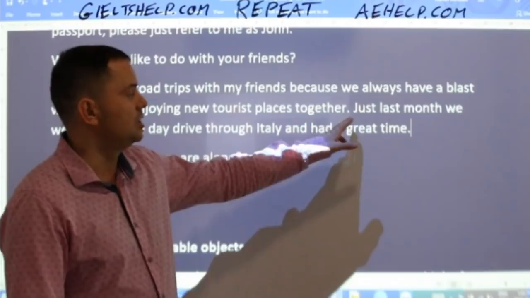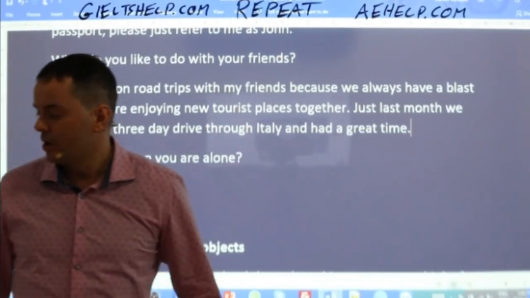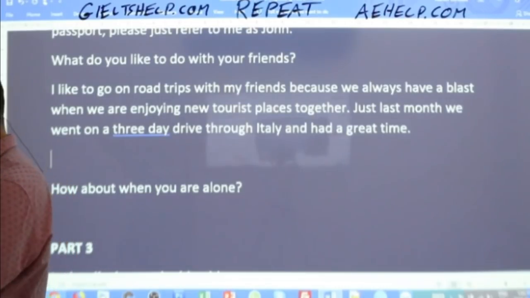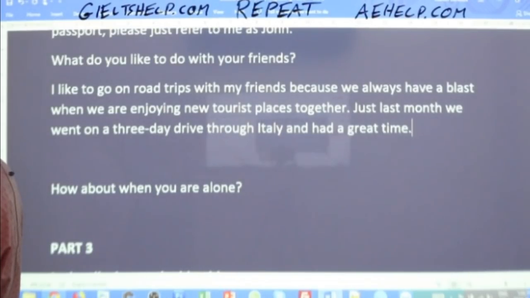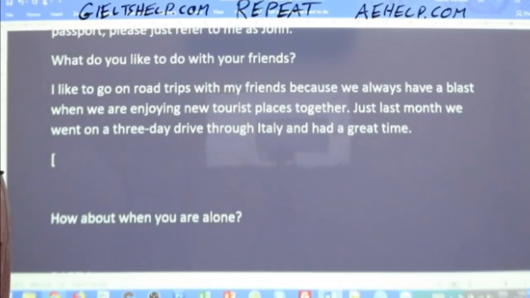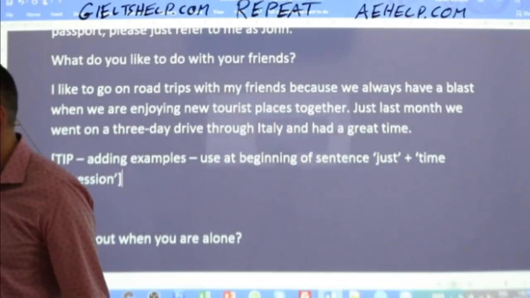Okay, it's a nice strategy to use the word just and then follow it with a time expression. So remember this when you're giving an example. It's a good way to give an example. All right, so it's quick. The examiner doesn't have time to interrupt you with it, and it adds value to your response. So this is a tip for adding examples. Use just at the beginning of the sentence. Okay, we'll use this later for our part 3 answers as well, so pay attention. Plus a time expression. All right, so keep that in mind.